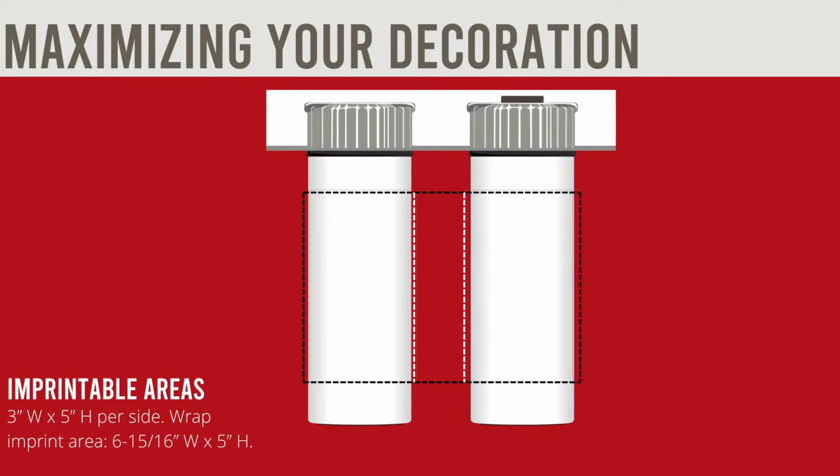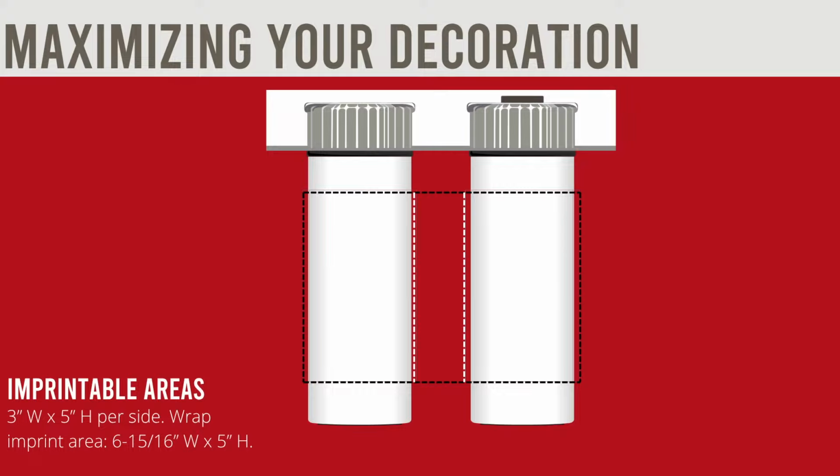Okay, real quickly, we want to talk about maximizing your decoration. If you don't have a lot of time, you're usually going to go with whatever the stock decoration area is. And so if you're talking about drinkware, for example, this particular item has either a 3-inch wide by 5-inch high imprint per side. So if you were co-branding something, you want to put your logo on one side and someone else's logo on the other side, you can do that. Or you want to put the same logo on one side, you want to put the same logo on the other side, you can do that.